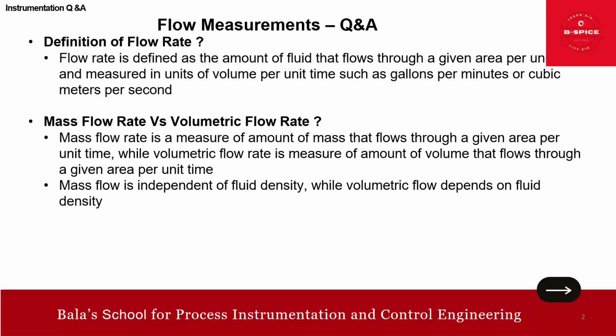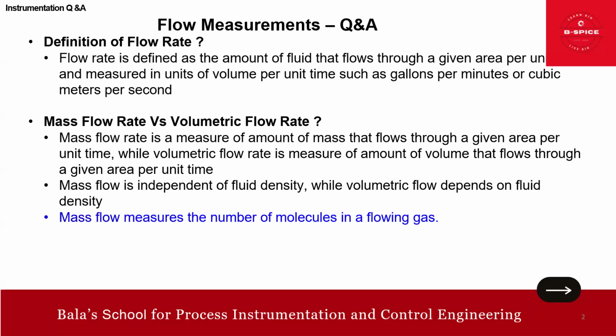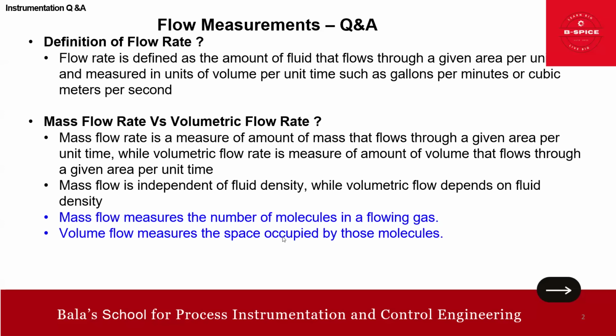Mass flow is independent of fluid density. Very important. See, mass flow is independent of fluid density, whereas volumetric flow depends on fluid density. With this basic understanding, now I'll take you through a few more in a simple way. Mass flow measures the number of molecules in a flowing gas. The number of molecules, just remember. Volume flow measures the space occupied by those molecules. So that's a basic difference.